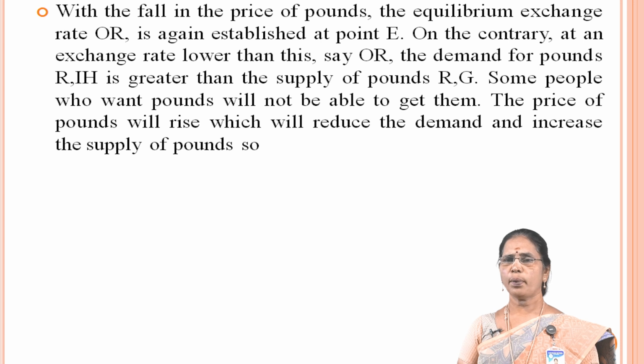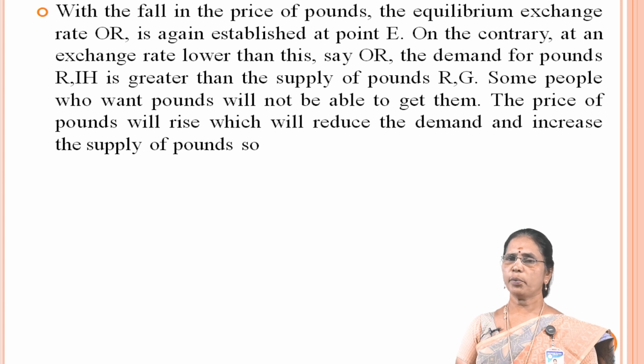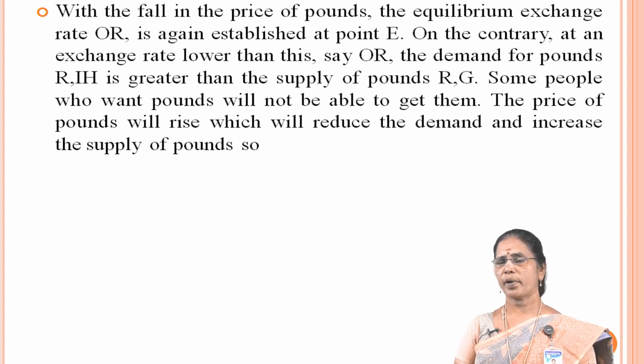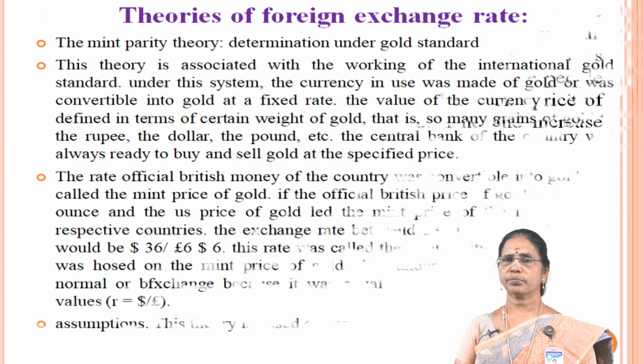On the contrary, at an exchange rate lower than this, say OR2, the demand for pounds R2I is greater than the supply of pounds RG. Some people who want pounds will not be able to get them. The price of pounds will rise, which will reduce the demand and increase the supply of pounds.